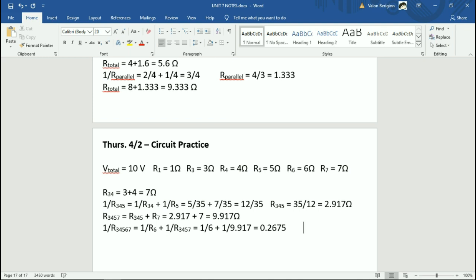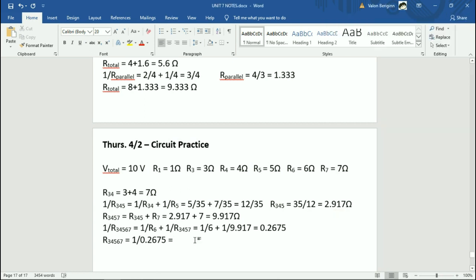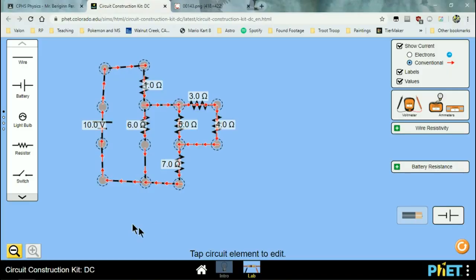Which means now R3,4,5,6,7 is 1 over 0.2675. So invert it again. Okay, 3.738. Okay, so now I figured out all of this. All of these right here. I figured out all of these paths equal that number.